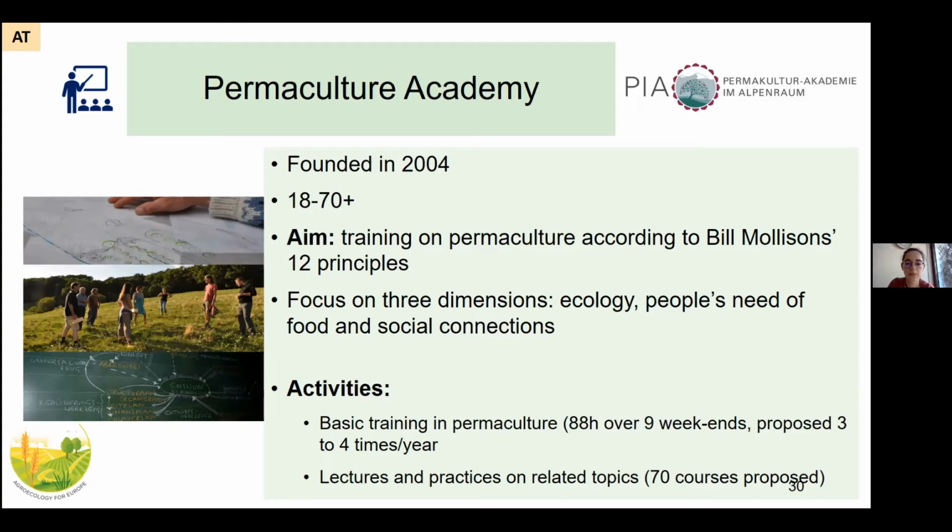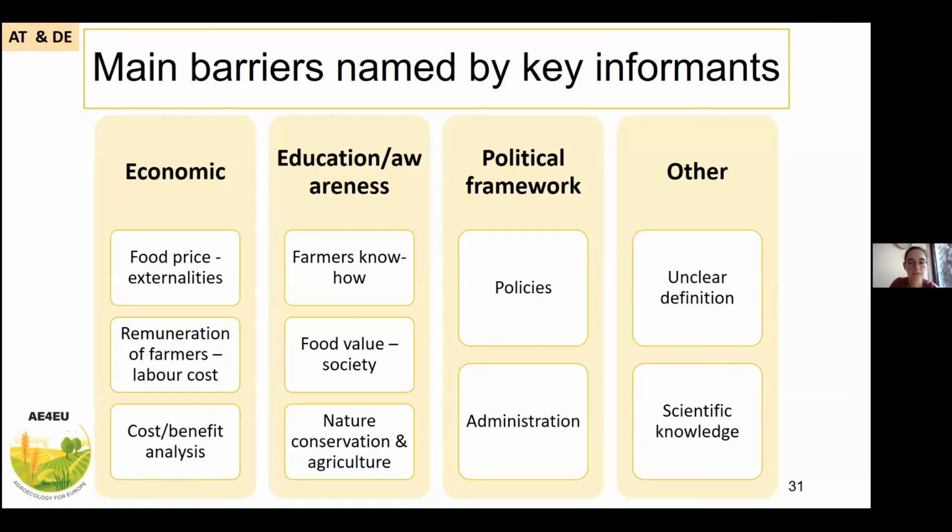And next I'm going to present the barriers for the development of agroecology. These were the barriers mentioned by the key informants. So most key informants named the economic barriers first. The fact that food prices are considered to be too low and not taking into account externalities. Also the fact that farmers are often not remunerated enough for their efforts. There's also a lack of knowledge or lack of data on the economic benefits of agroecology. Key informants said that these are not analyzed enough.